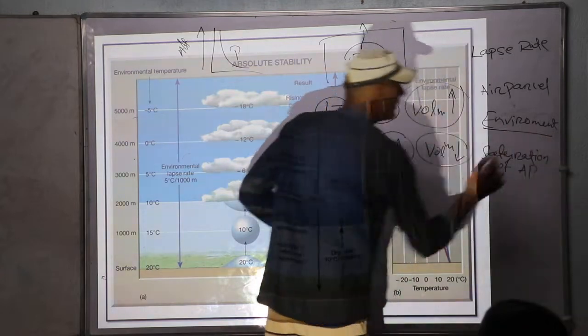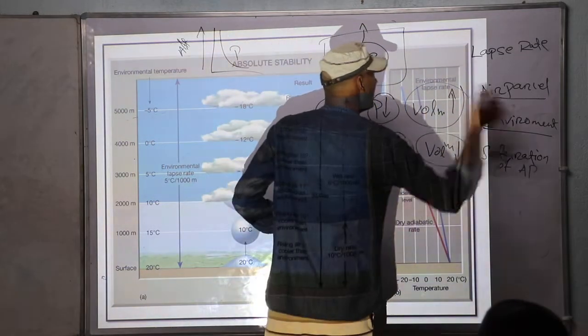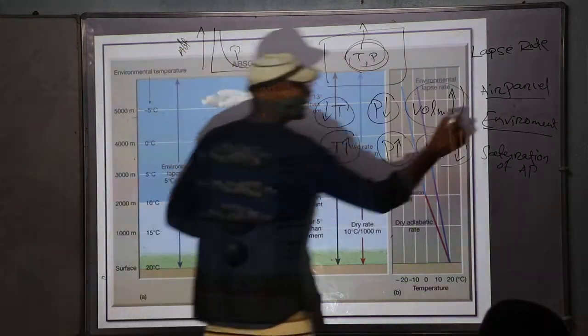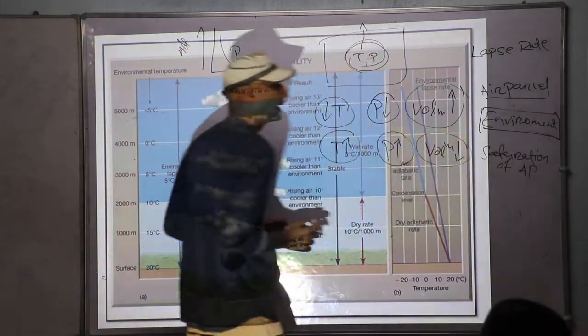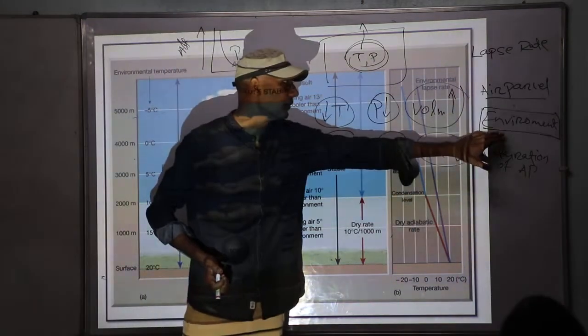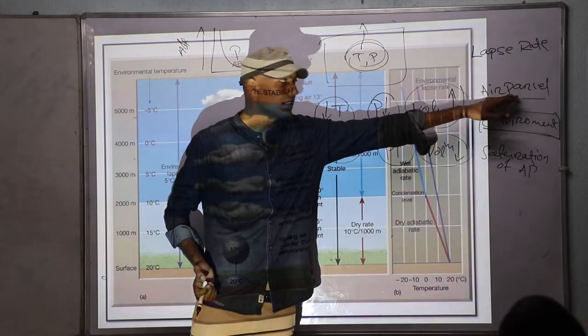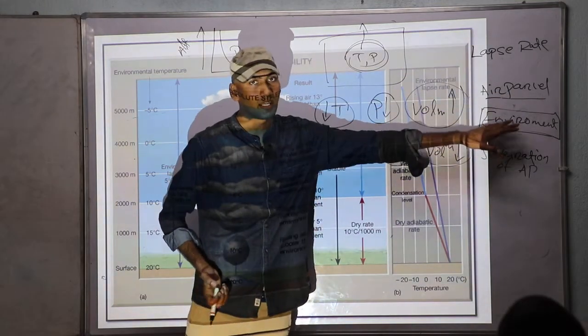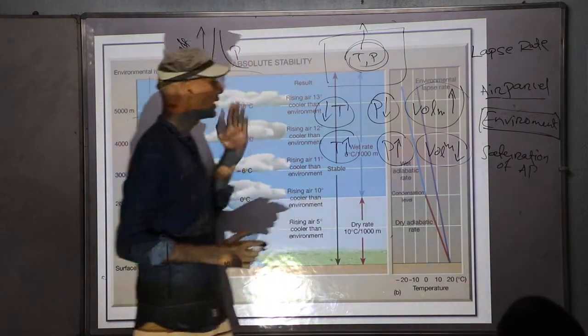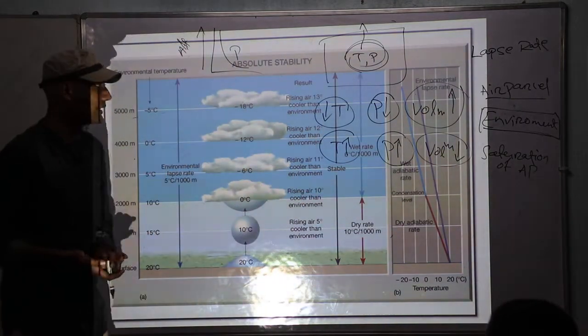Then talking about environment, as I have told you, air parcel is the closed thermodynamic system. Anything other than it in the atmosphere is considered as environment. That means the atmosphere surrounding the air parcel is termed as environment. The properties of the air parcel can differ from the environmental properties like temperature and pressure. That difference will lead to conditions like stability or instability.